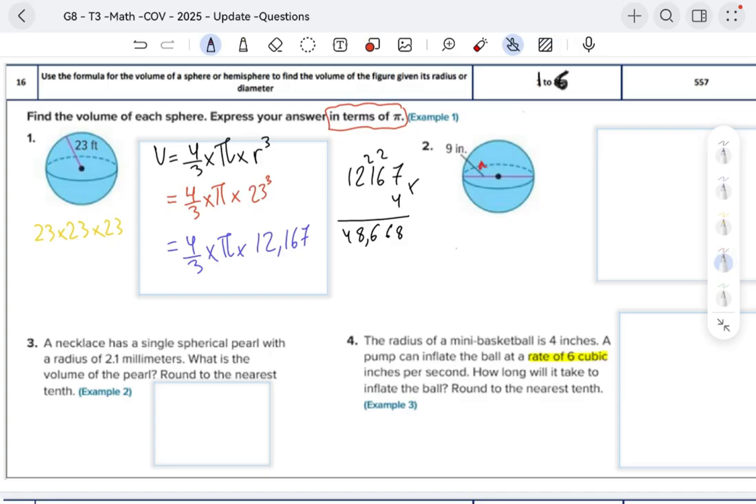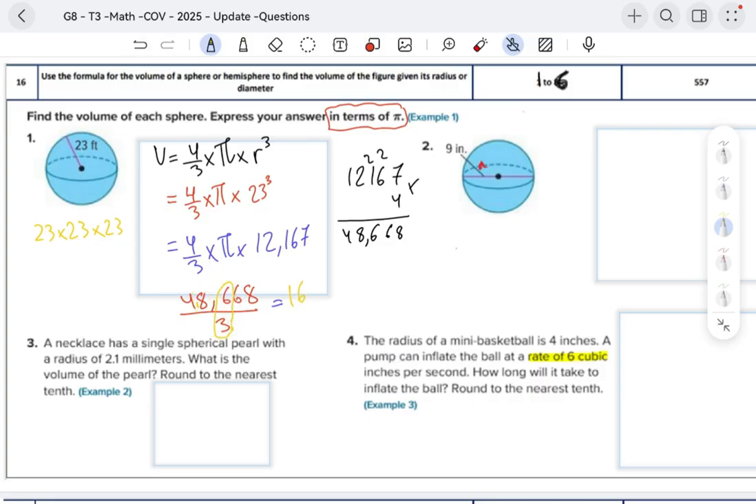I'm going to write it as a fraction, 48,668 divided by 3. First, we're going to start dividing 4 by 3. 4 divided by 3 is 1, and the remainder is 1. So now we have 18. We're going to divide 18 by 3. 18 divided by 3 is 6.